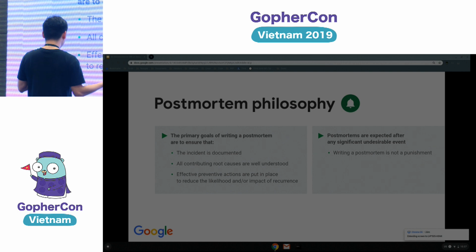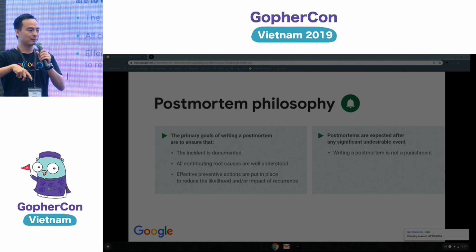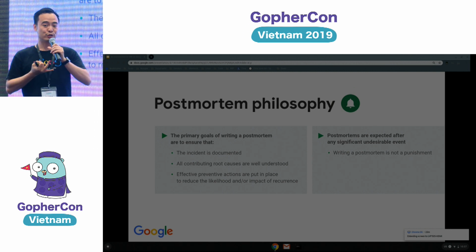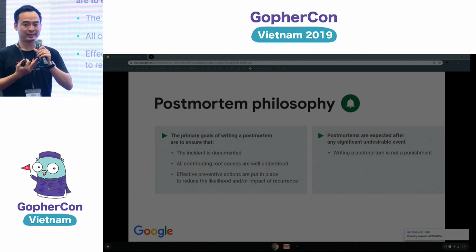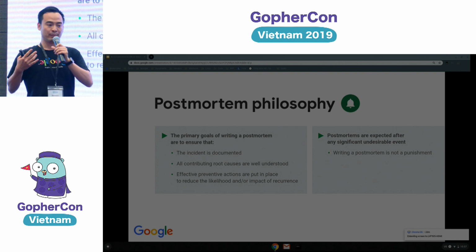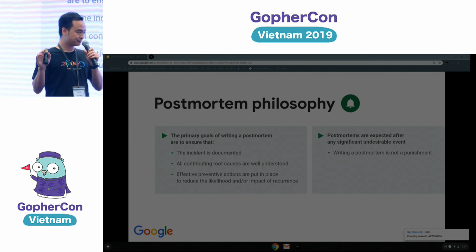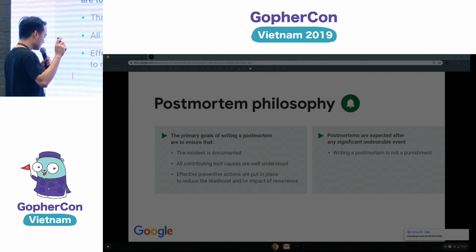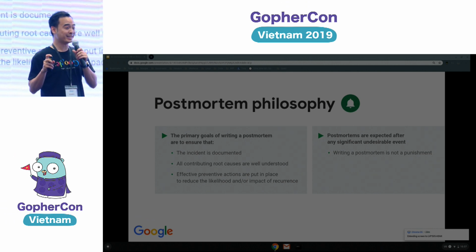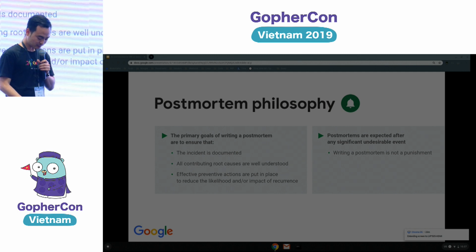Postmortem is a document that states all the details of the incident. For example, the timeline of the problem, how do we detect it, what are the impacts, and how do we roll back, how do we mitigate, and how do we make sure that it will not happen again. And the postmortem is well expected after any major incident, so that again we'll make sure it will not happen again. So that's it.